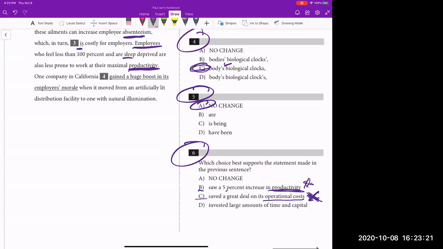And then what about this guy? Invested large amounts of time and capital. So let's put that into the sentence. One company in California invested large amounts of time and capital when it moved from an artificially lit distribution facility. So this one is also not the one because there's no transitioning from the previous, right?